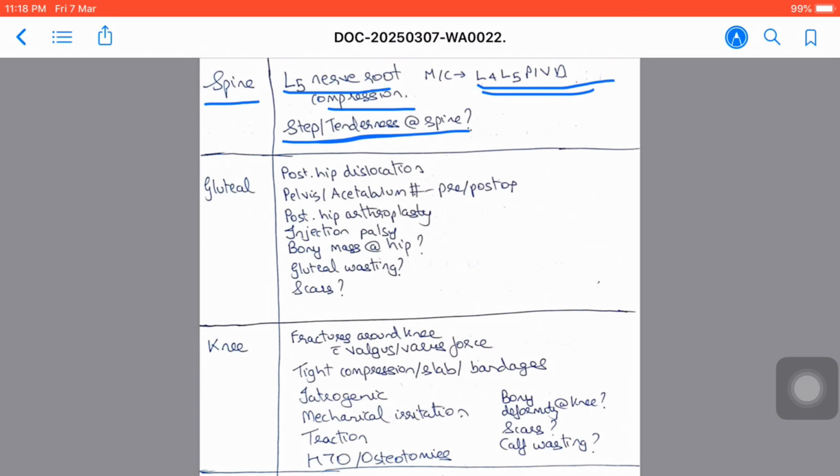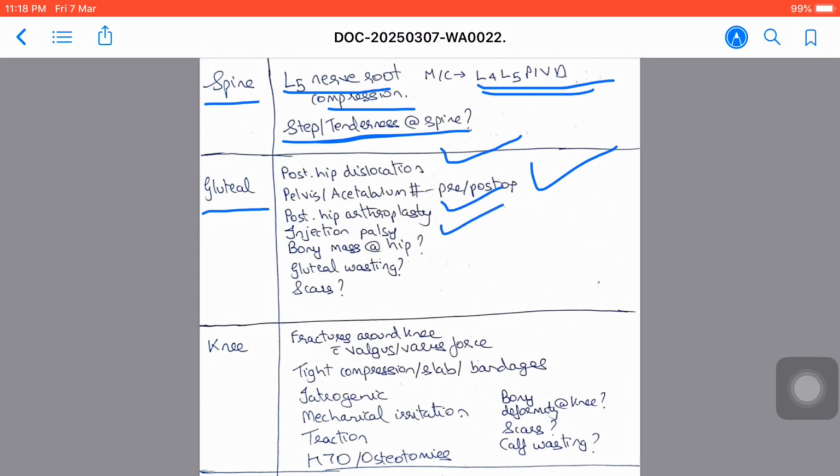Then the possible site of injury could be at the level of the gluteal region. What are the possible etiologies? Most common is posterior hip dislocation. Then fractures around the pelvis and hip, that is pelvis fracture or acetabulum fracture. It might be pre-op or post-op. After fixing of the fracture, there might be a sciatic nerve injury. Also post THR, post hip arthroplasty. Injection palsy, usually a neurotmesis.